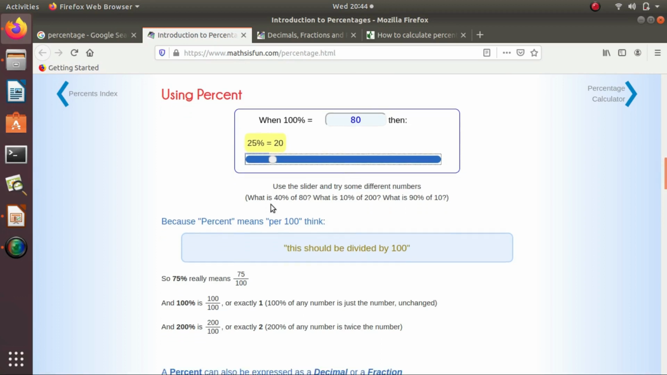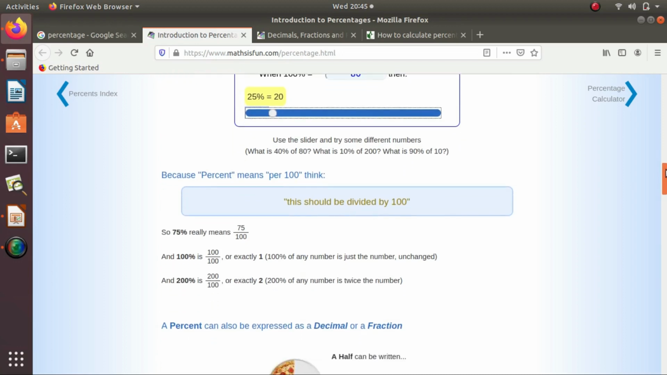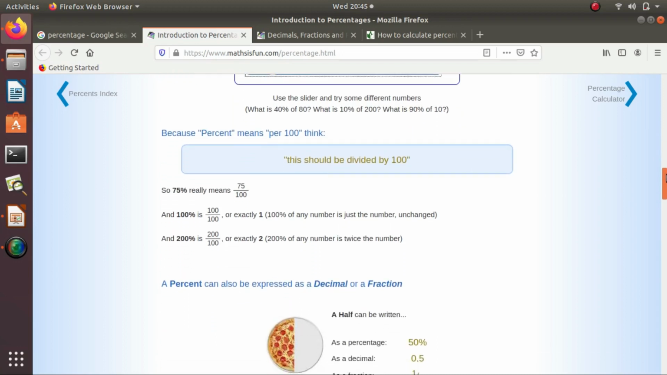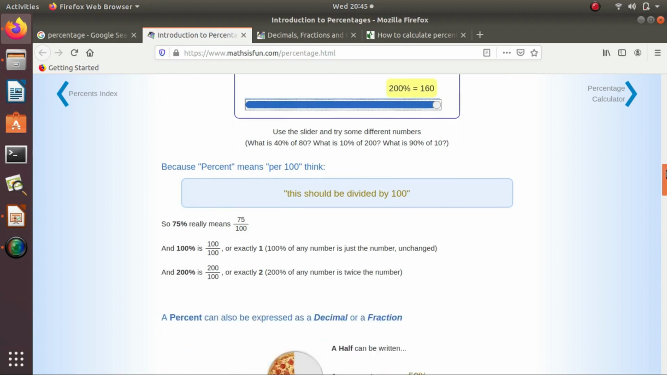As we know, percent means per 100. So 75% means 75 by 100. And 200%, that is 2 times. For example, let me see here. What is 200% of 80? That is 160. That is 2 times 80. 200 divided by 100 into 80. That will give 160.